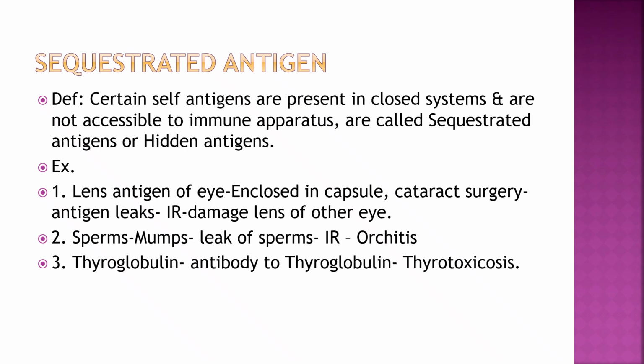A few examples of sequestrated antigens: first is the lens antigen of the eye. It is enclosed in a capsule. But while doing cataract surgery, if the antigen leaks, it causes an immune response and damages the lens of the other eye. Then second is sperms.